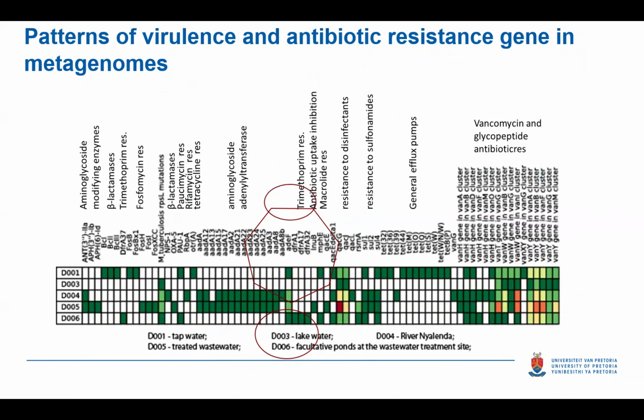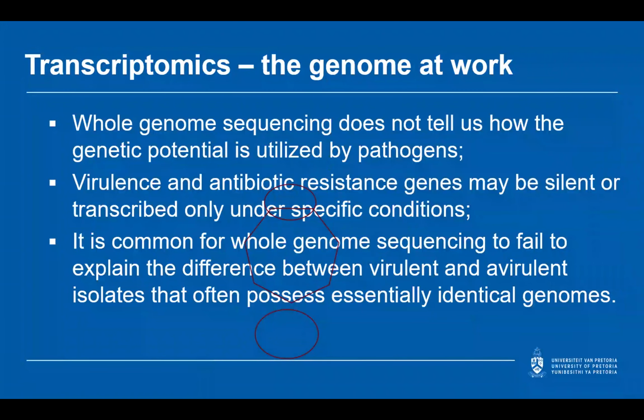For example, from tap water, we have multiple efflux pumps, making bacteria resistant to various antimicrobials. In some samples from REVA, we can see aminoglycoside resistance genes associated with contamination of water with these antibiotics. So we can predict which antibiotics contaminate water in these specific regions. Another important way of analysis is transcriptomics.